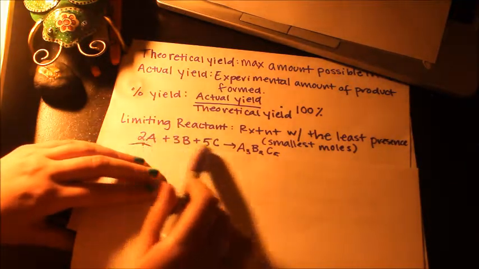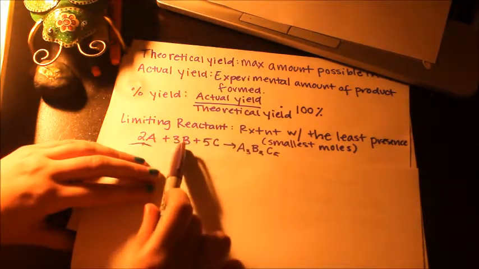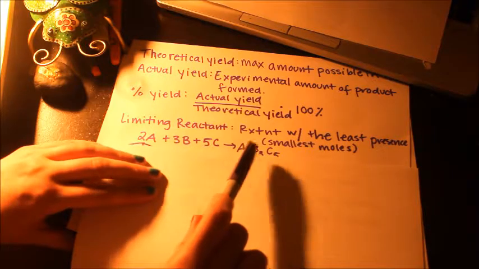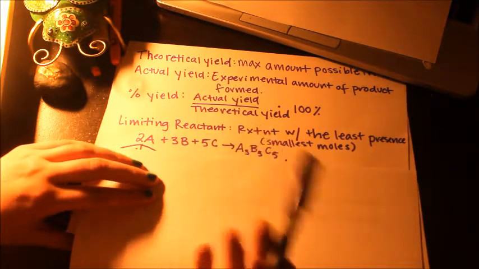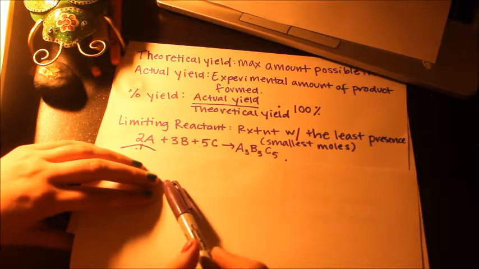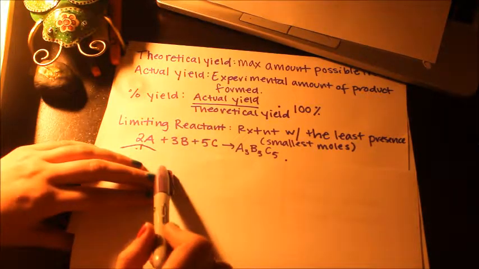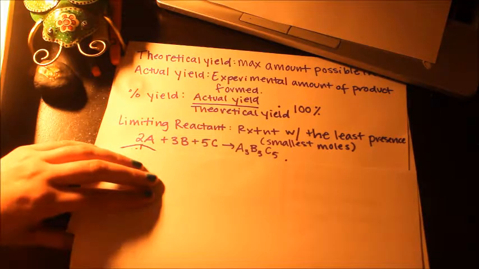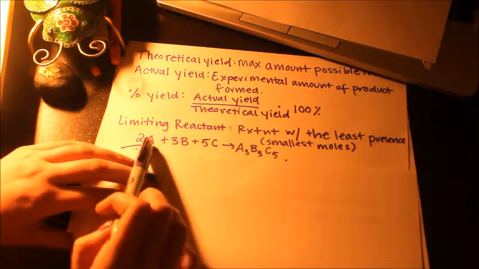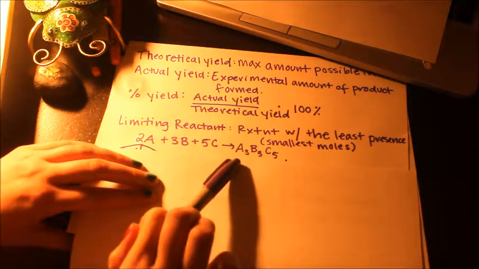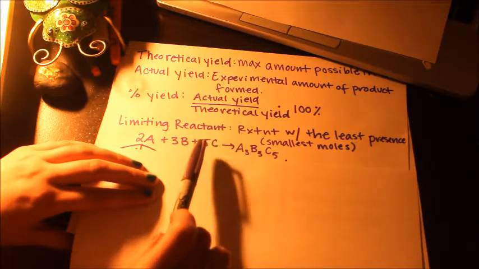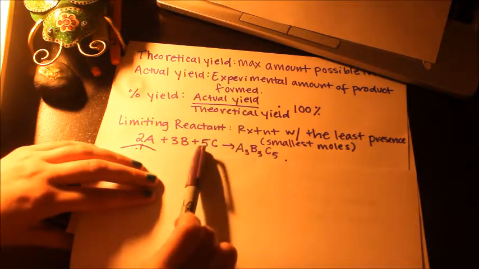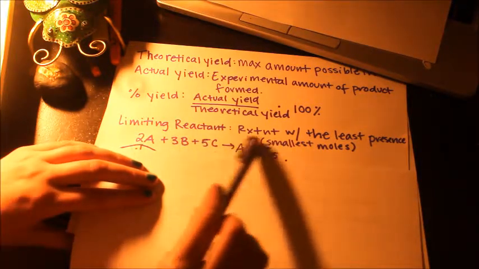If we have this generic equation, 2A + 3B + 5C yields A3B3C5, can we tell what the limiting reactant might be? Well, we can, because it's a pretty simplified equation and it already gives us the molar ratios. We start out with 2 moles of A, but we need 3 moles of A. We start out with 3 moles of B, and we need 3 moles of B. And we need 5 moles of C, and we have 5 moles of C for this final product.